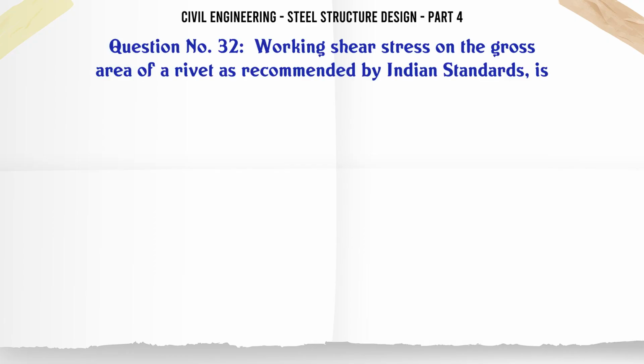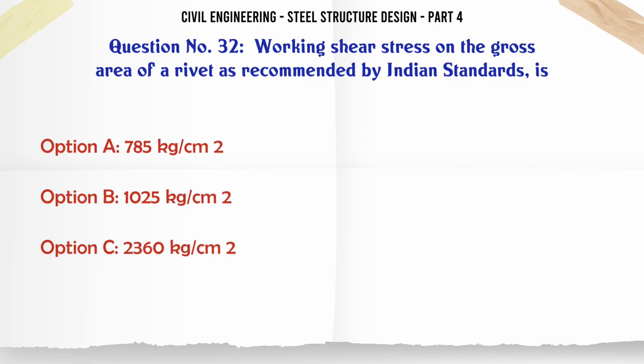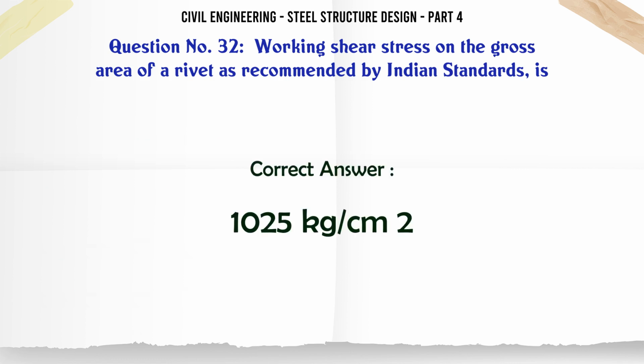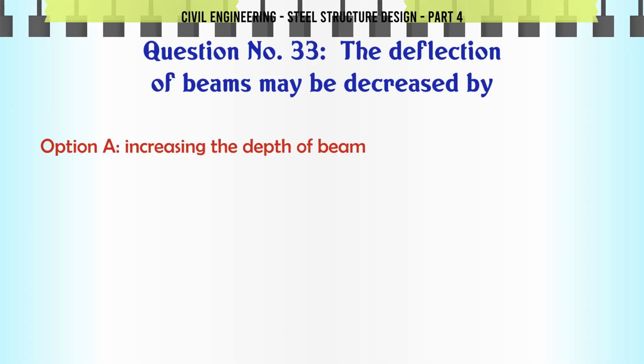Working shear stress on the gross area of a rivet as recommended by Indian standards is A. 785 kg/cm², B. 1025 kg/cm², C. 2360 kg/cm², D. none of these. The correct answer is 1025 kg/cm².